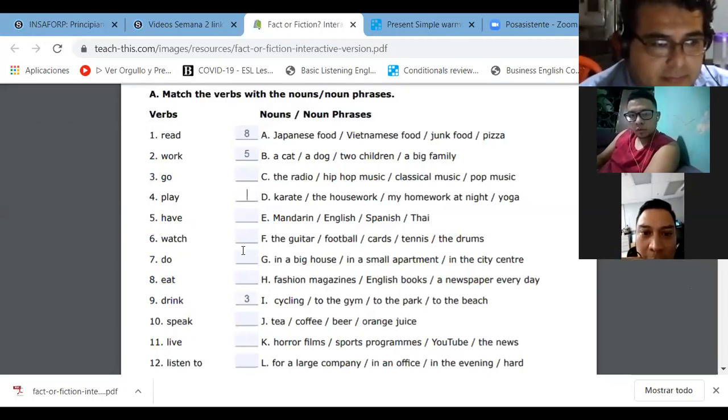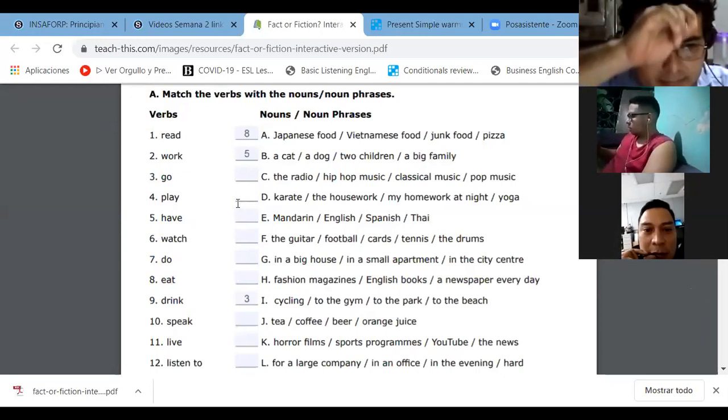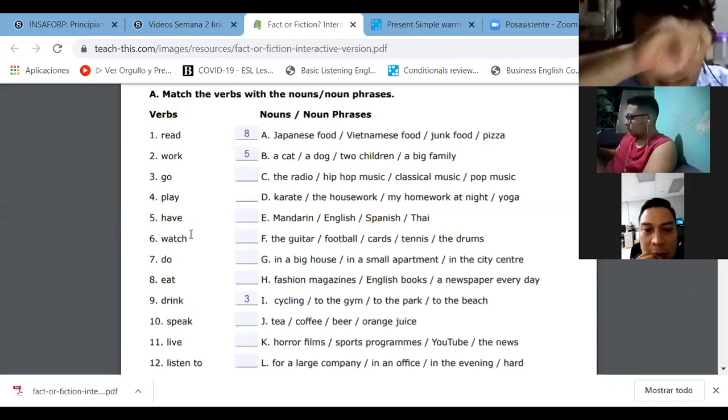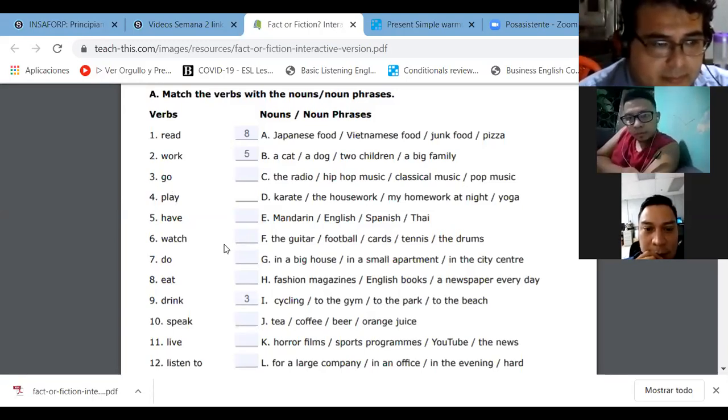No. You cannot play karate. It's do. It's number 7 to the letter D. Okay, but let's try to go in order. Focus on number 4. What is the noun that matches with play, with the verb play?